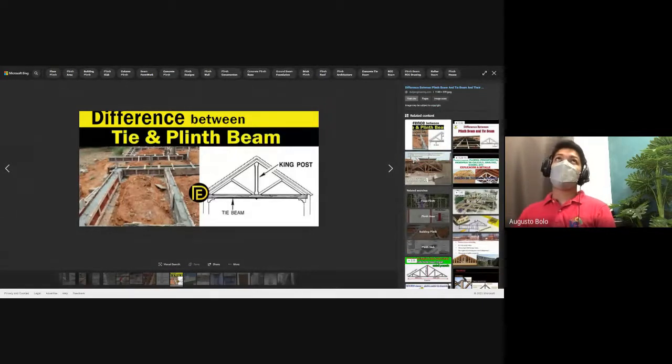So any other part of the structure that is constructed above ground becomes a plinth beam. If it is below, in the substructure, it is a tie beam, because it ties the structure together. So I will be giving you a link to watch the difference between plinth beam and tie beam later on. So let's proceed with the next.